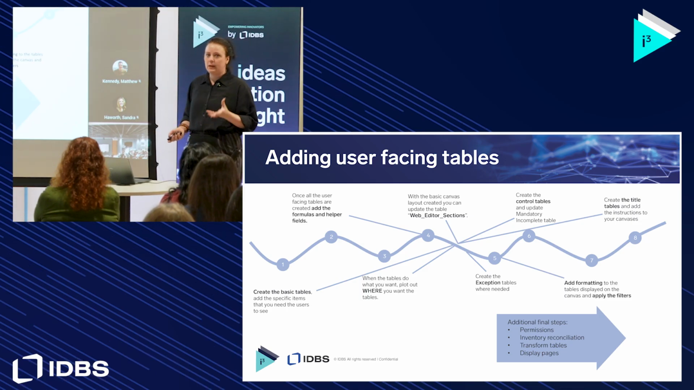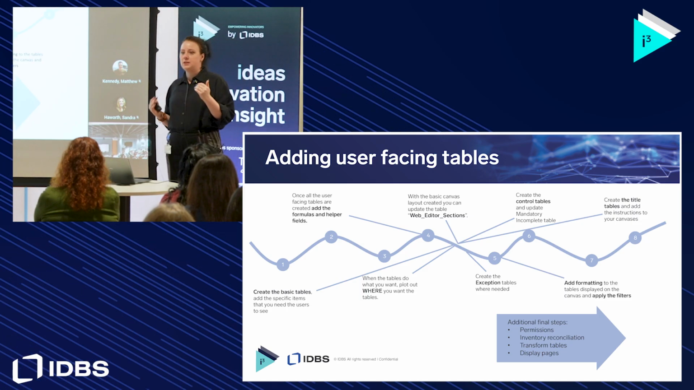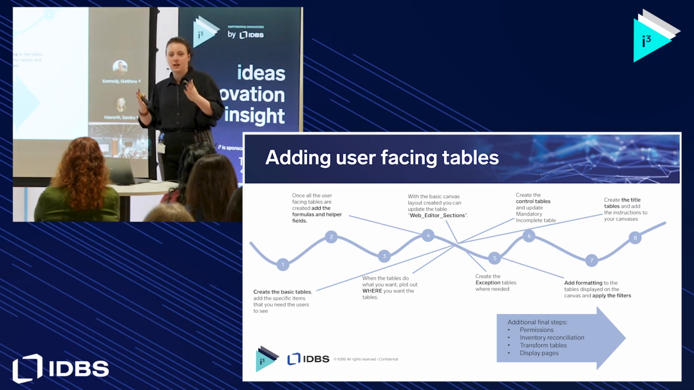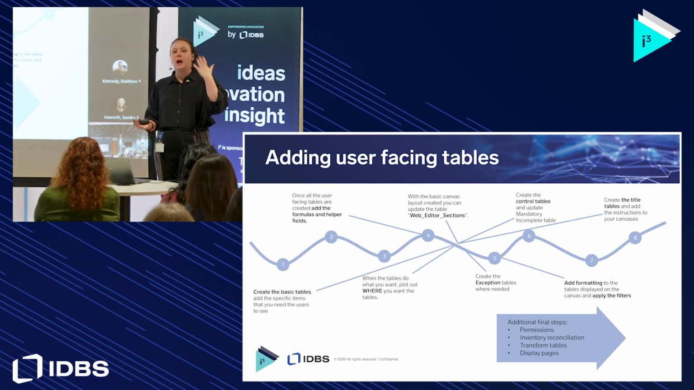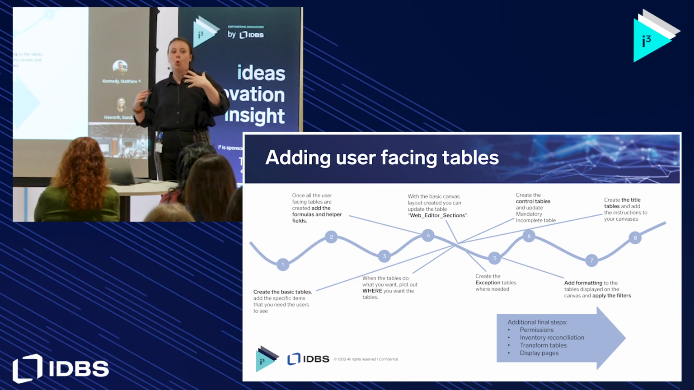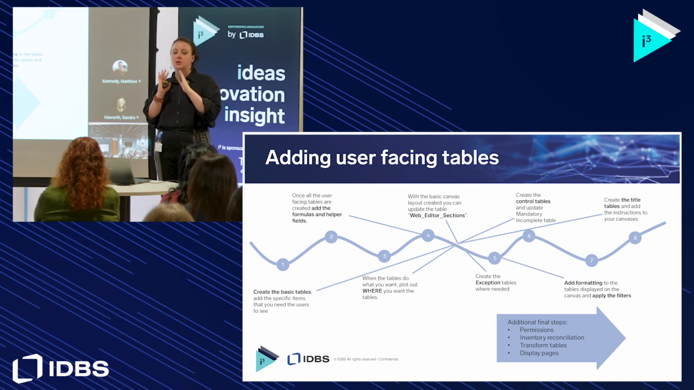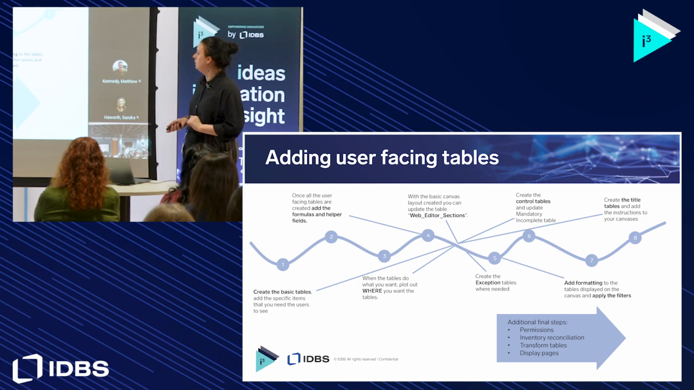Once all the tables are built, I need to think about how they're displayed. I need to build my canvases to put the tables on, and I need to jig with how they're presented to the user. What order are they shown in? What order do the tabs and the canvases need to go in?